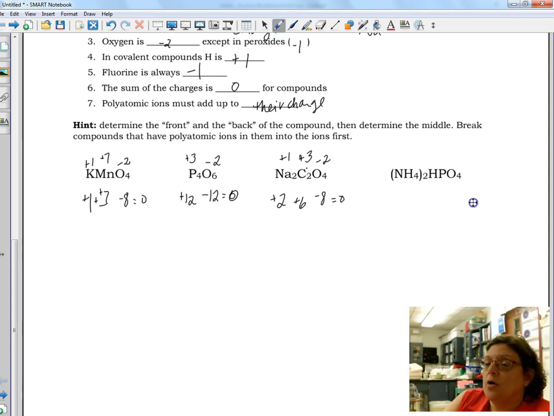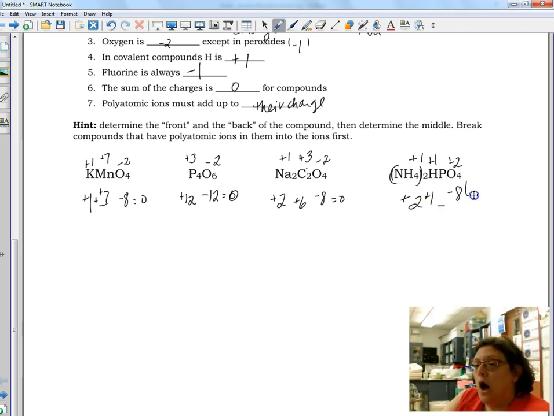Now, this guy's a little bit more complicated. We know that NH4 by itself has a +1, and there are 2 of them, so we have a total of +2 for this part. If we look at the rest of it, oxygen's always a -2, so that's a -8. Hydrogen's going to be a +1. So now 2 plus 1 plus what -8 equals 0? Well, that'll be a +5. So phosphorus here has a +5 charge.